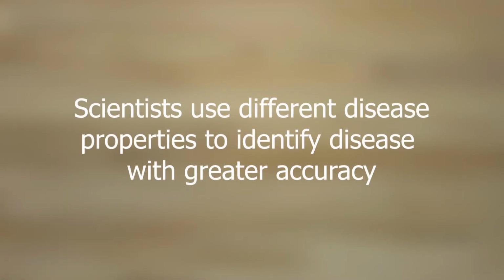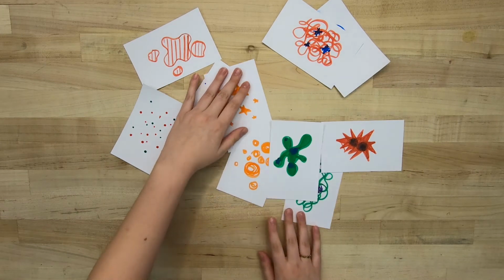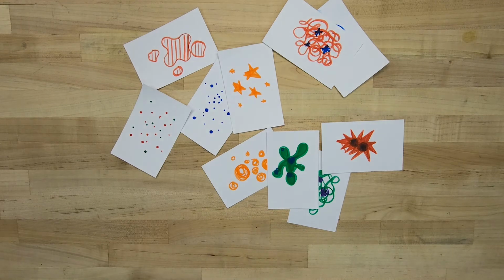Scientists use this same process to train computers to recognize images. Over the years, they've collected thousands of images of different diseases. These images are data, and like our apples and bananas, each disease has unique properties.